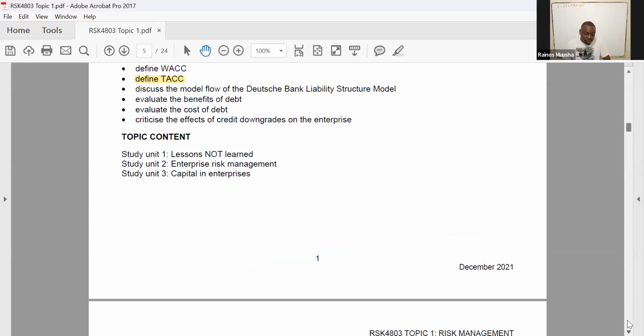Then from there, in study unit 2, we're being introduced to enterprise risk management, which is trying to address what has been highlighted in study unit 1. So enterprise risk management is now being used to address the issues that would have been highlighted in study unit 1. Then from there, we're also looking at analyzing the capital of the enterprise, where we are being introduced to risk capital.